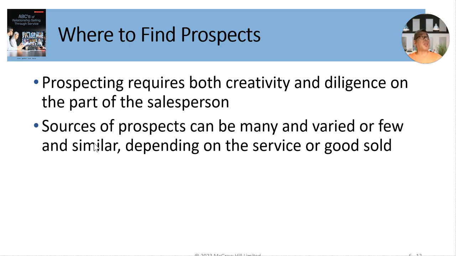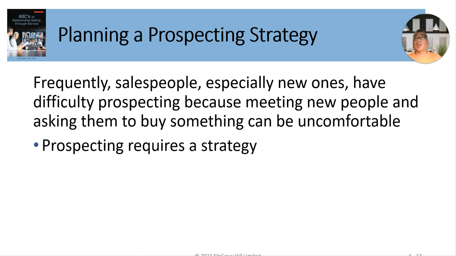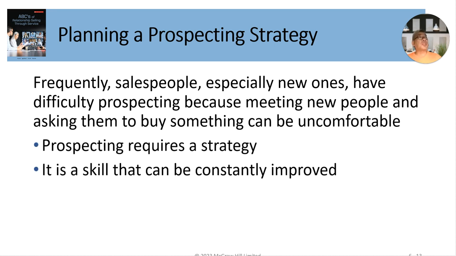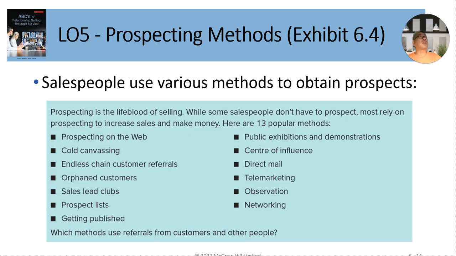Sources of prospects can be many and varied, or few and similar, depending on the service or goods sold. Frequently, salespeople, especially new ones, have difficulty prospecting because meeting new people and asking them to buy something can be uncomfortable. Prospecting requires strategy. It is a skill that can be constantly improved, involving continuous evaluation of different prospecting methods. Salespeople use various methods to obtain prospects. It's the lifeblood of selling, okay?